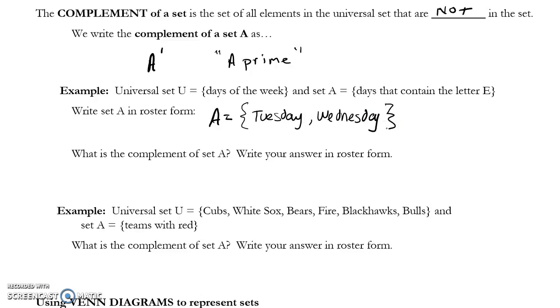The complement of set A, or A prime, is going to be every other day of the week that we said no to for set A. So that's where I put Monday, not Tuesday, not Wednesday, but Thursday, Friday, Saturday, and Sunday. All the days of the week that do not contain the letter E.